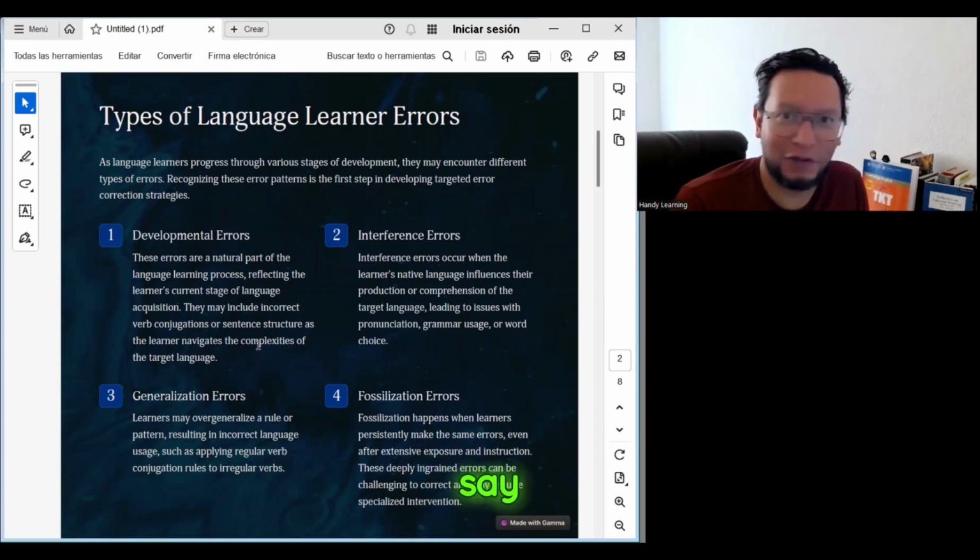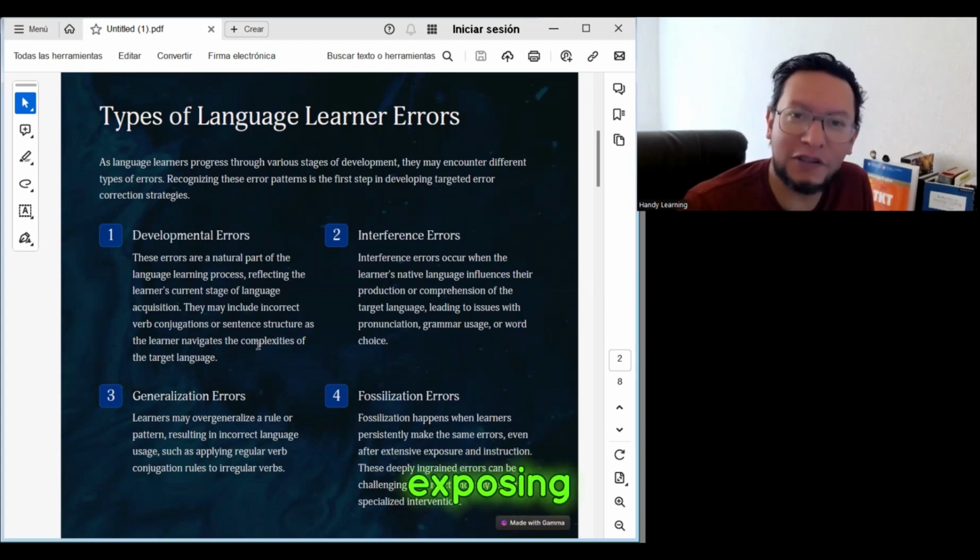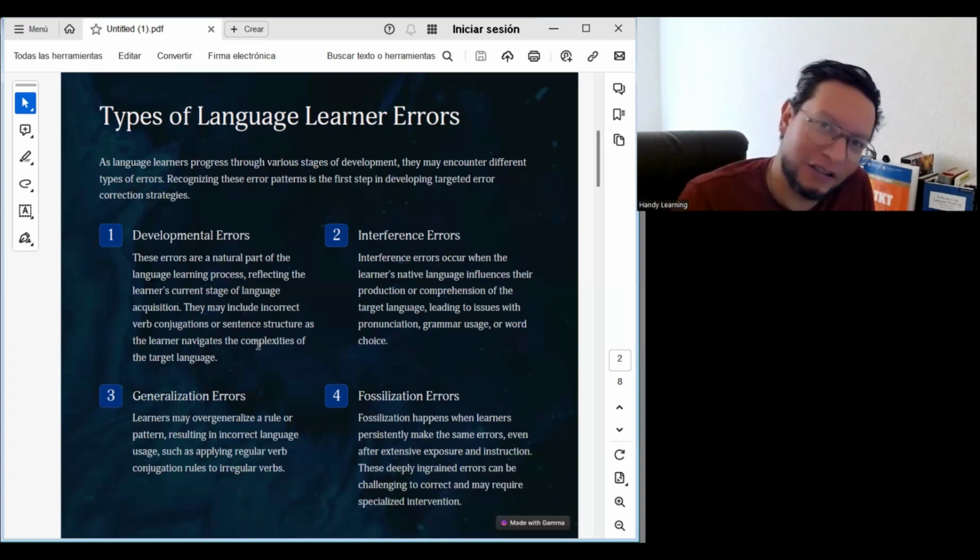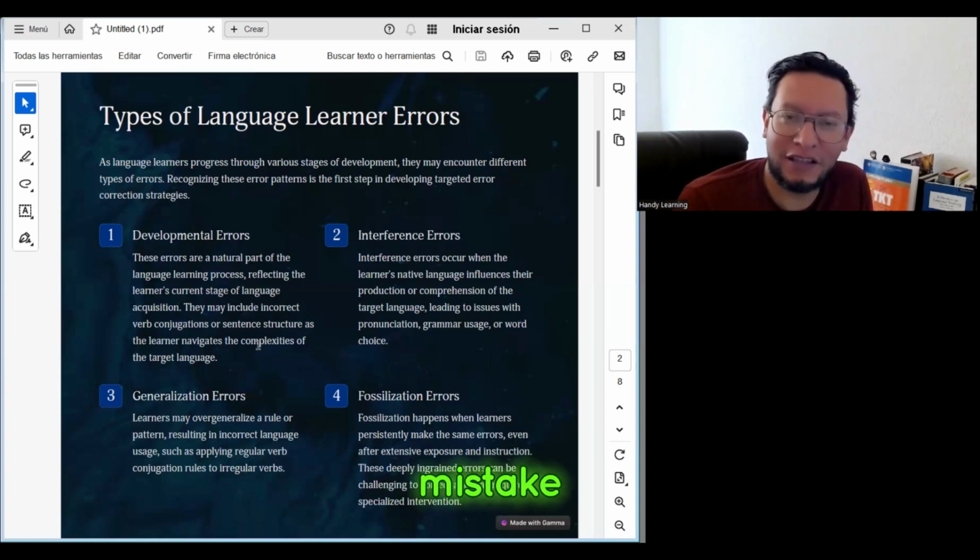Okay, well, I say forever as an expression, but I mean, it's going to be there for a long term, because no matter how many times you explain to the student different error correction techniques and expose a student to the correct form of a language, he will continually make the same mistake, the same error. That is called a fossil.